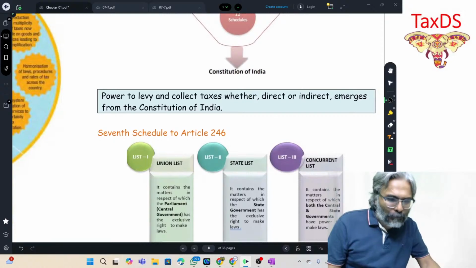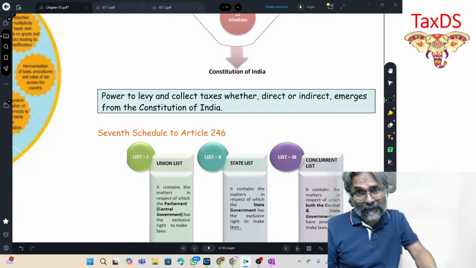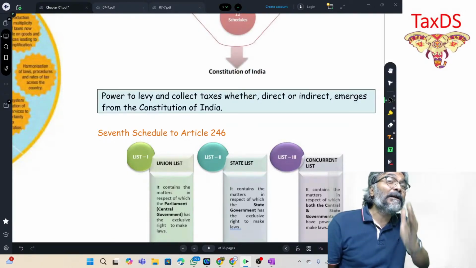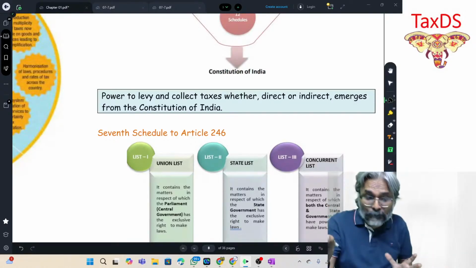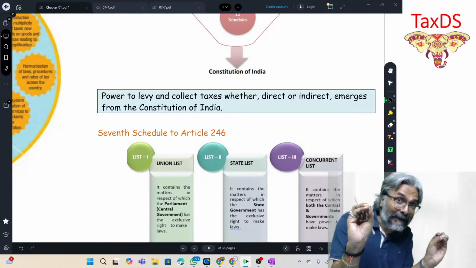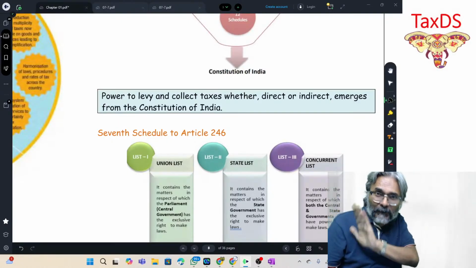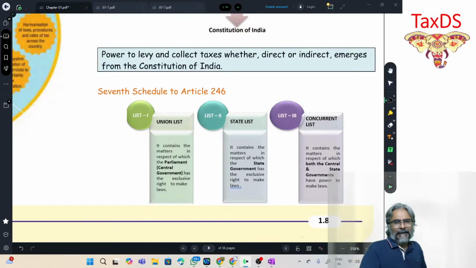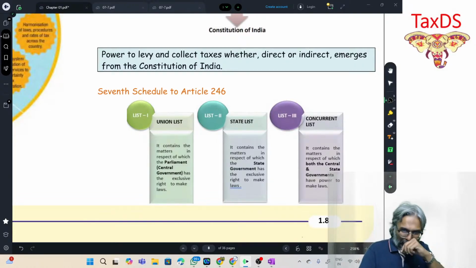Now, the 7th schedule, students, is primarily under Article 246. This is an important discussion, because here also you cannot goof up. There are at least 2 or 3 constitutional articles that you have to know. If you go wrong over there, students, it would again be a big blunder in the eyes of the examiner. So just be very careful in this area. Before GST was introduced, the most important article was Article 246.